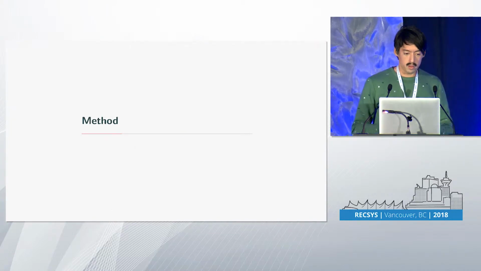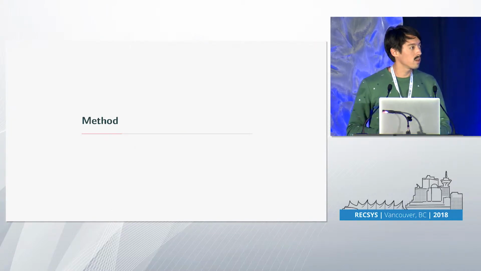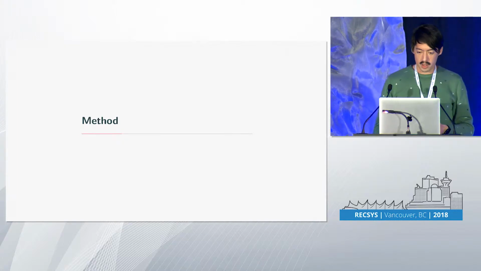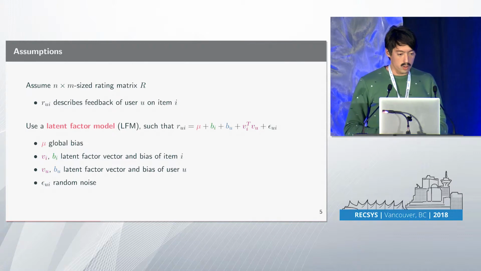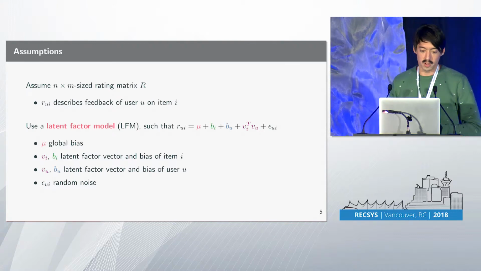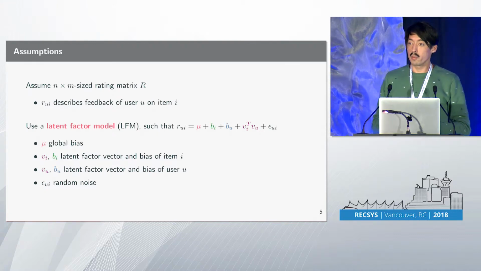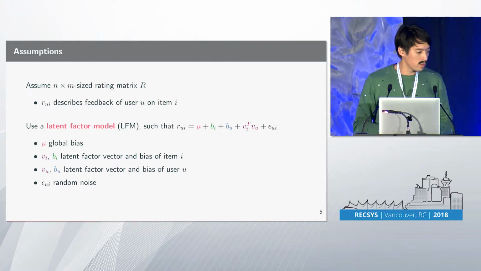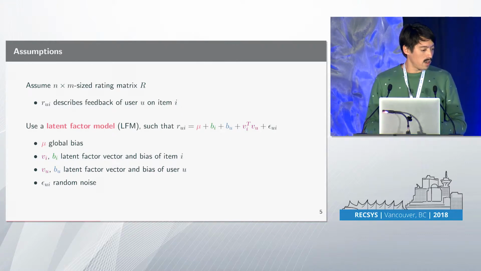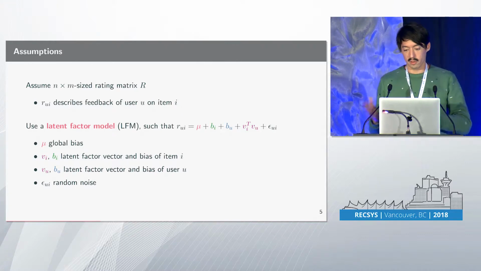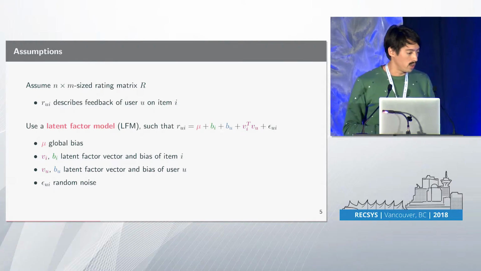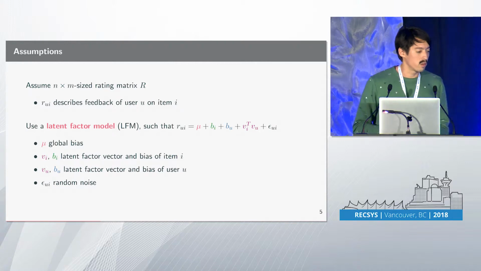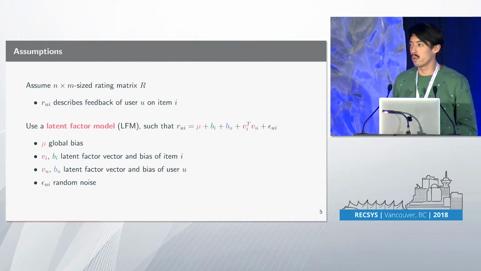Then on to the method. So now we understand a bit of the context and background. How to solve this? Right, so first of all, we start with an n times m-sized rating matrix, which should not be too unfamiliar for most of you in the audience, where you have a matrix of the size of the number of users and the number of items, and where each element in this matrix describes the feedback of a user on a particular item.